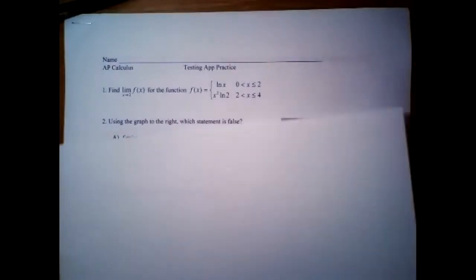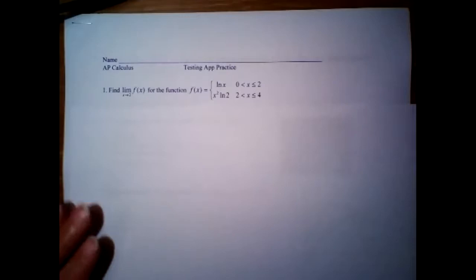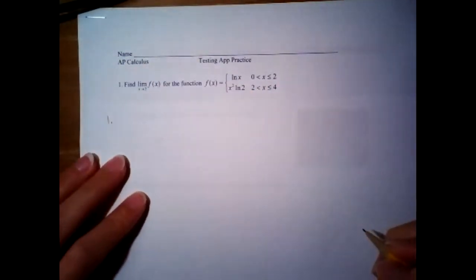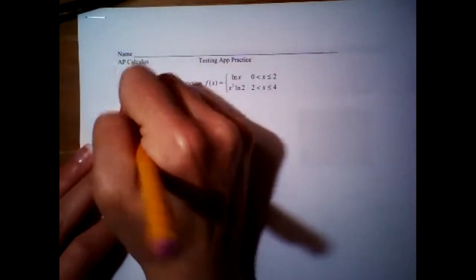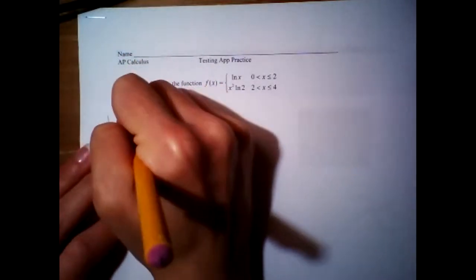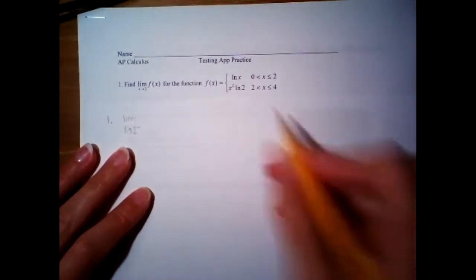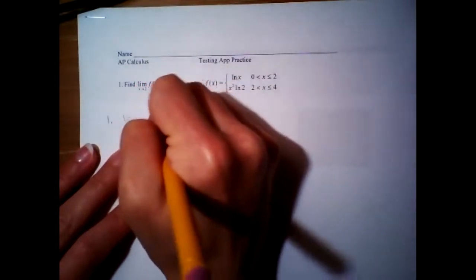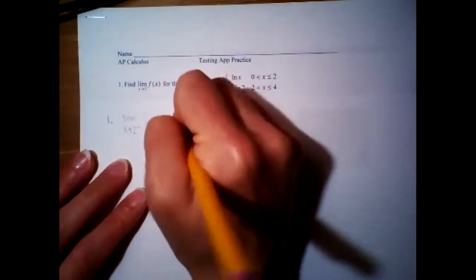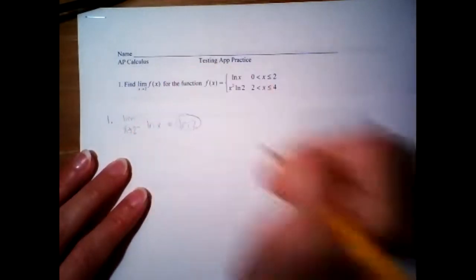Right, so for the first one, they're asking us for a limit as x goes to 2 for this function. So we're going to have to check the limit from the left and the limit from the right, since it is a piecewise function. So limit as x goes to 2 from the left of the function, we're going to use the ln of x part. And if you plug 2 into that, you get ln of 2, whatever that is, decimal. All right, and then we're going to do the same thing from the right.